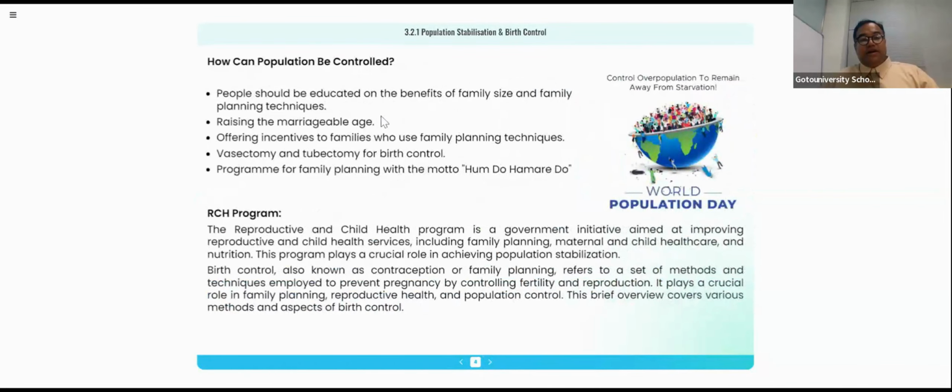How can the population be controlled? One is raising the marriage age, and the second is vasectomy and tubectomy, where birth control is mandatory for reducing the population in developing countries. And second, in developed as well as developing countries, information on family size and family planning techniques should be given with a proper note.